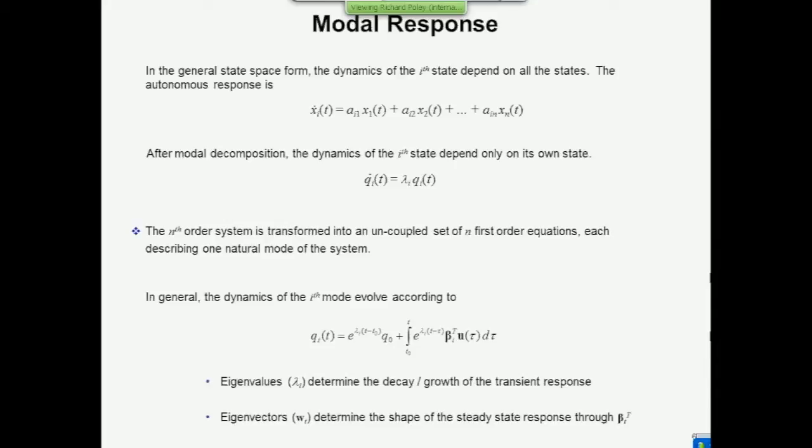So it's the eigenvalue now that fixes the transient response. That gives you the growth or the decay of the modal evolution. And then the particular integral involves beta i, so that gives us the shape of the response. It's the eigenvectors that determine that through their relationship with B.